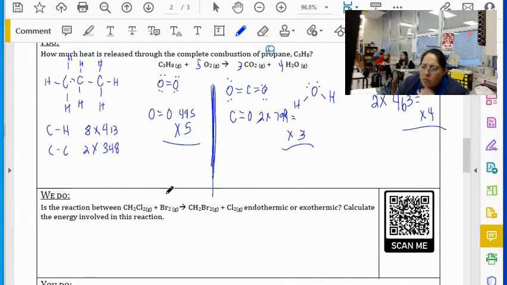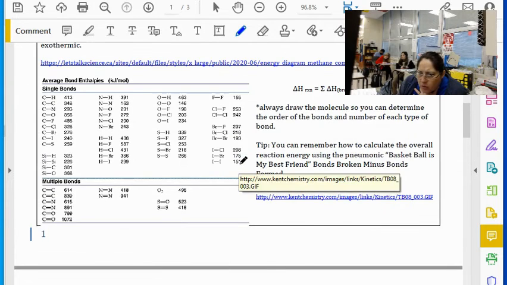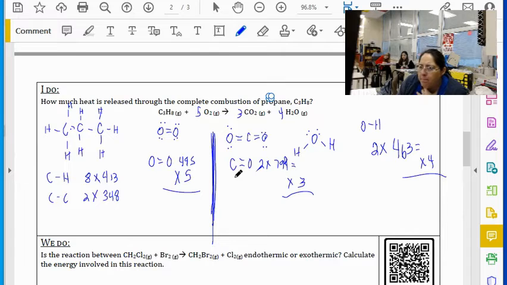And what's the unit? Kilojoule? Go back up to your chart. What do they give it in? Kilojoules per mole. Yep. You add them all together. This guy, you're going to get a number for him. You're going to get a number for all of this added together. And it's this minus this. Broken minus formed. You're breaking these to form these.